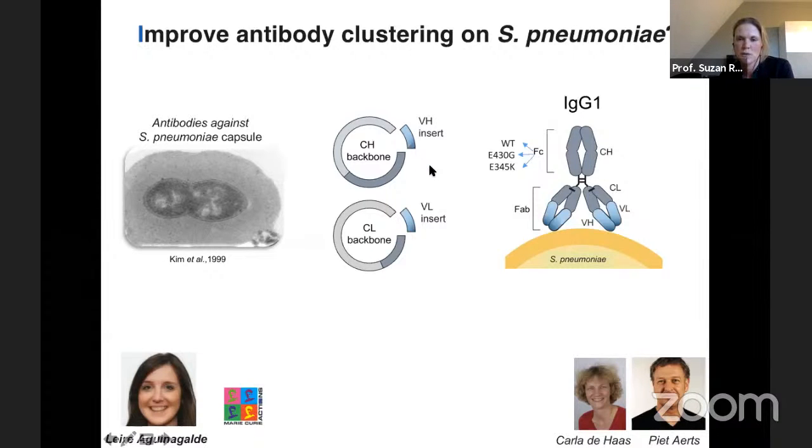This is something that we do on a regular basis in our lab. You take the variable sequence of the heavy and the light chain, and then you can put that onto any constant region of an antibody that you like. In this case, we have the variable domains recognizing the capsule serotype 6, and then the constant domain of a human IgG1. Then we have 3 variants in the Fc tail: a wild type antibody, but also antibodies that have a single amino acid mutation that was reported to enhance the clustering. This work was mainly done by Lera Aguinagalde, who was a postdoc in my lab.